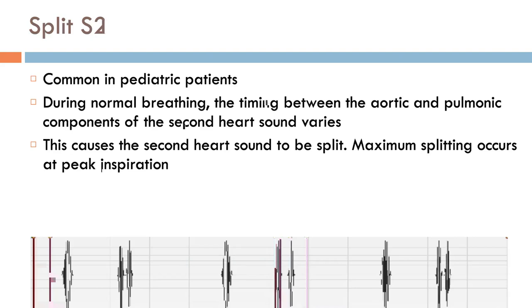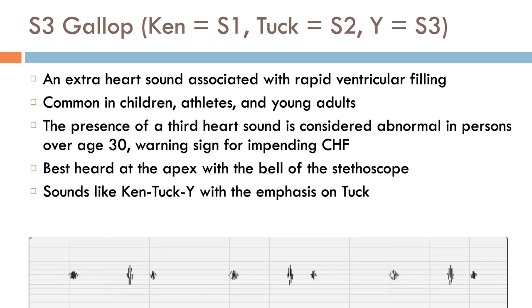S3s. Under 30 could be normal, but if you're getting over 30 and you have signs and symptoms of heart failure, this is the concern that it might be an impending CHF process. It's an extra filling sound, so you get the Kentucky, just like you're galloping down. Right? So that's why it's the S3 gallop. Do your little galloping.